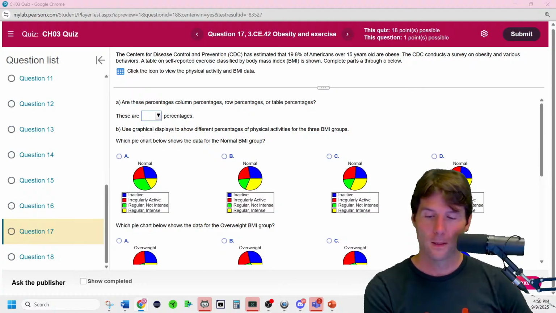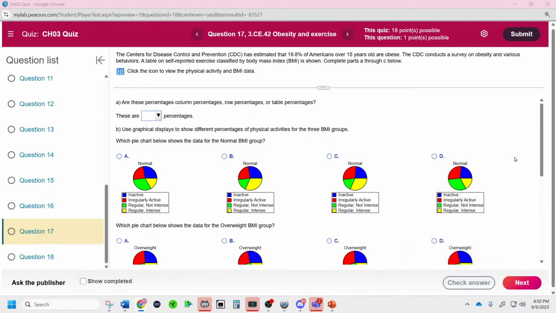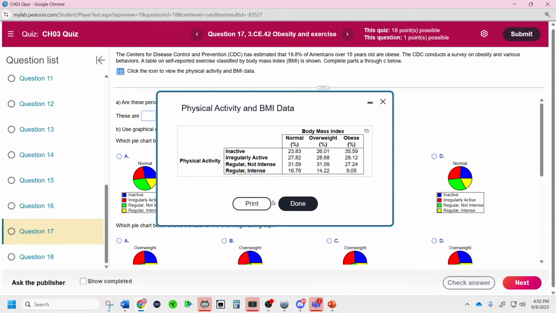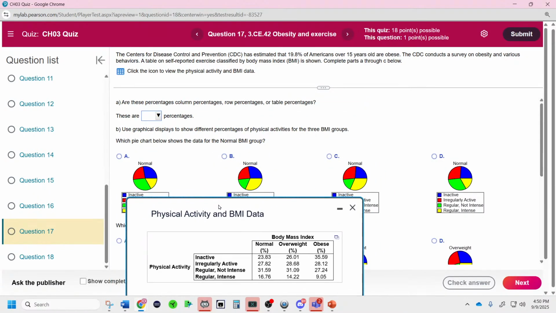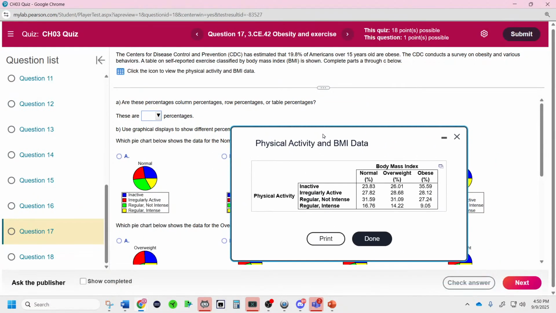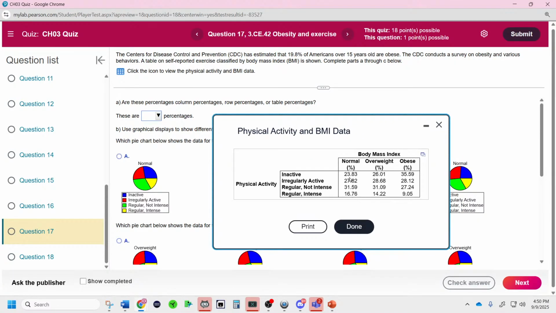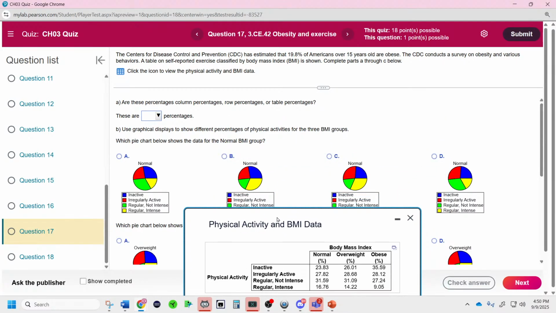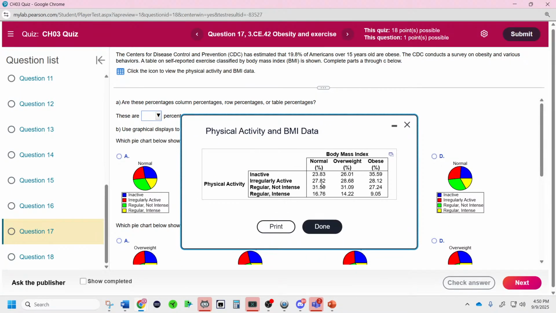Okie dokie. So when you're looking at this data right here, you have to think, how is each one broken down? So in the first one right here, we're going to use the graphical displays to do the 3 groups. Let's do the normal group. Well, in the normal group, the most common thing right here is going to be regular, not intense, which is green. So it looks like it's going to be A or D. And with it being A or D, we look for small differences now. The second biggest group needs to be irregular activity.